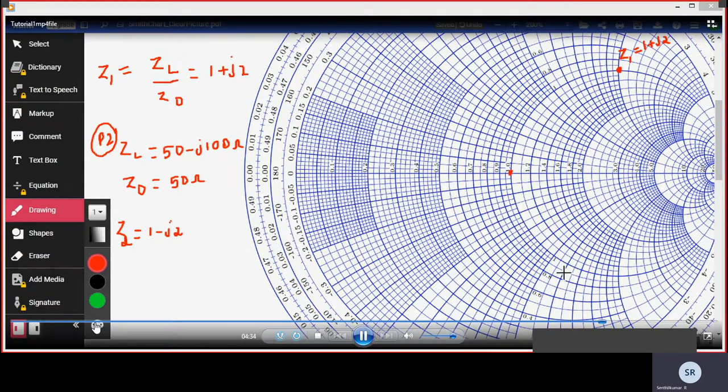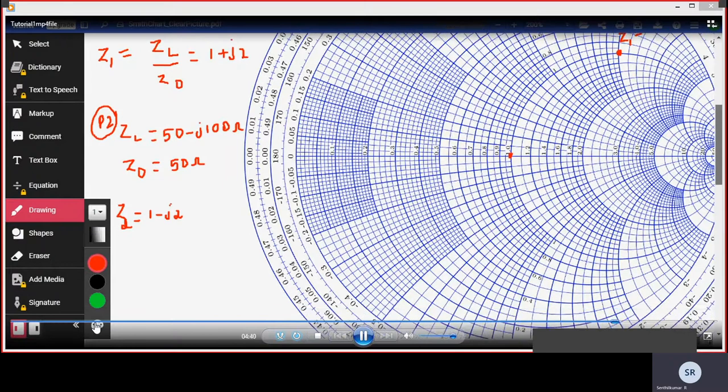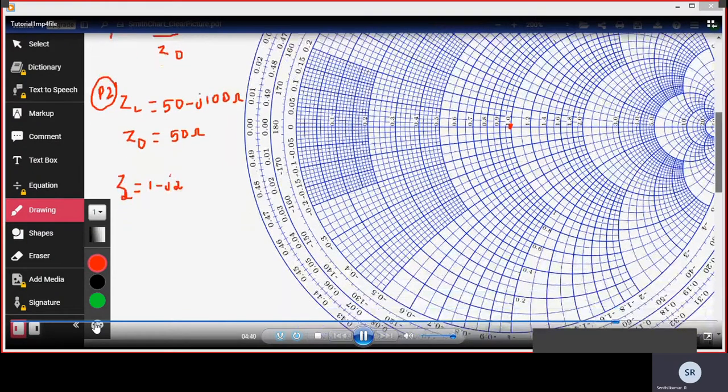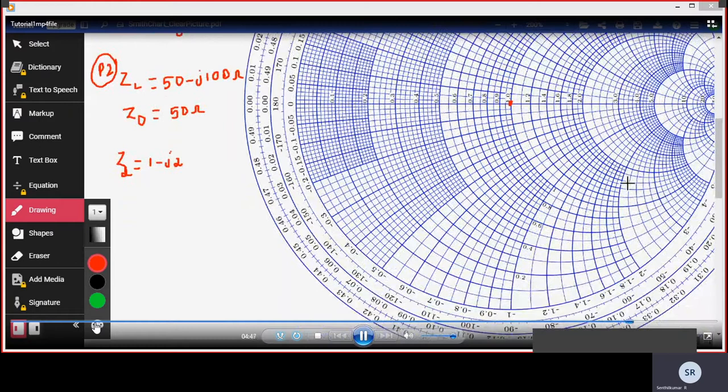Where is the capacitive reactance? Go to the lower half of this chart, where you can find minus j2. This one is minus j2. And mark the point, the intersecting point of normalized resistance circle 1 and normalized capacitive reactance minus j2. z2 equal to 1 minus j2.